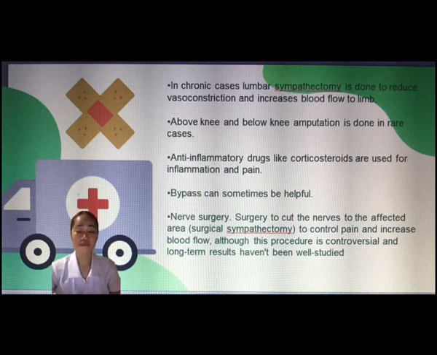Above-knee and below-knee amputation is done rarely, for severe cases of the disease. Anti-inflammatory drugs such as corticosteroids are used for inflammation and pain relief. Bypass can sometimes be useful in rare cases. Nerve surgery is a surgery to cut the nerves to the affected area. It is a surgical sympathectomy to control pain and increase blood flow. It is very controversial and a long-term process.